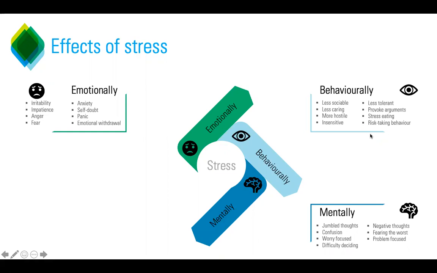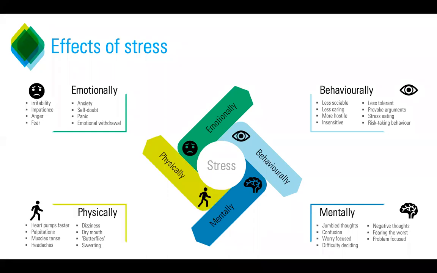There we go. So mentally, I did mention this before, jumbled thoughts. I heard someone in one of the breakout rooms saying that people could become more confused about things. So that's a great reason why stress might impact us. We could become more worry focused. So again, if we experience stress on a regular basis, we always think about what could potentially be the worst. And you can see that fearing the worst is also another key effect there. So having negative thoughts, being more problem focused rather than solution focused are all key elements of how we can be affected mentally by stress.